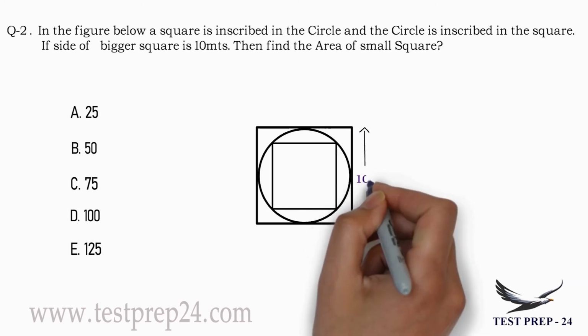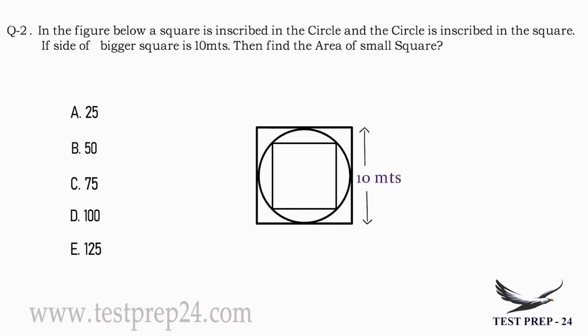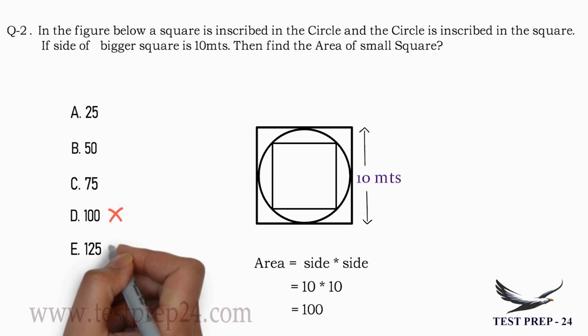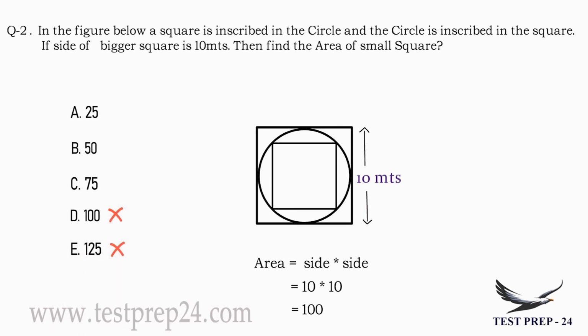Now by looking at this, we know the side of the bigger square is 10. So if side is 10, what will be the area of the bigger square? Area is nothing but side into side, which means 10 into 10, that is 100. So if the area of the bigger square is 100, it's obvious that the area of the small square will be something lesser than 100. So by using this logic, you can straight away eliminate option D and option E.